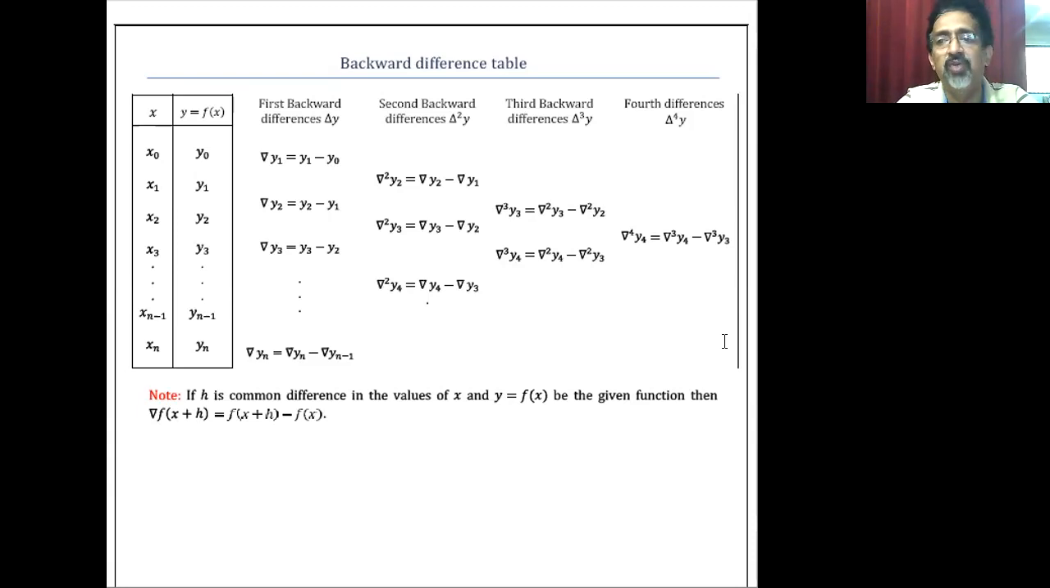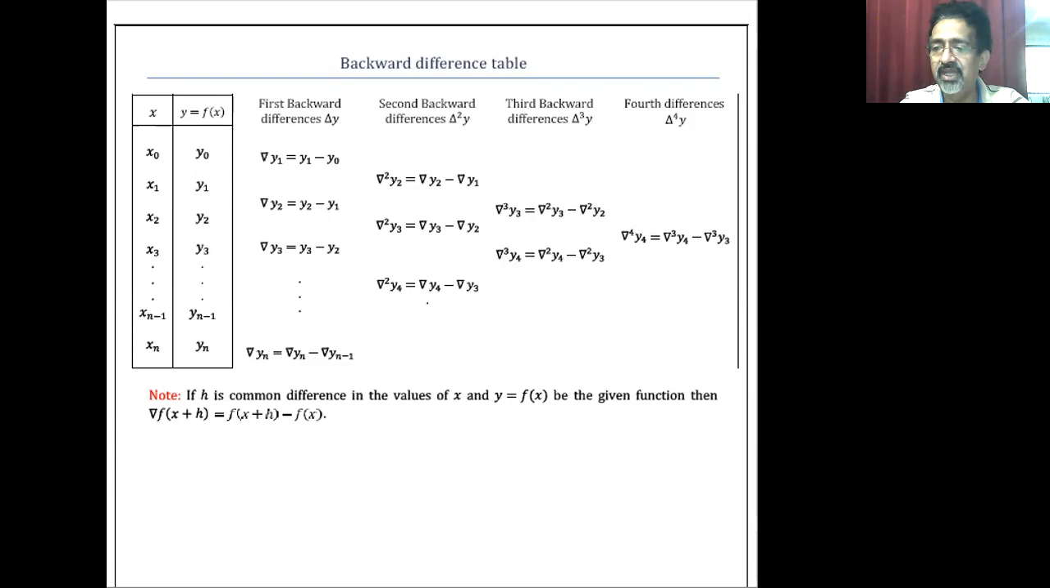Only the problem is what? The notations. In case of forward difference, I make use of del of y0, del of y1 and all. In case of backward differences, I make use of nabla y1, nabla y2. I go up to nabla yn. So that is the difference. Otherwise, numerically, if you look at the backward difference table and the forward difference table, they will be exactly similar, right?